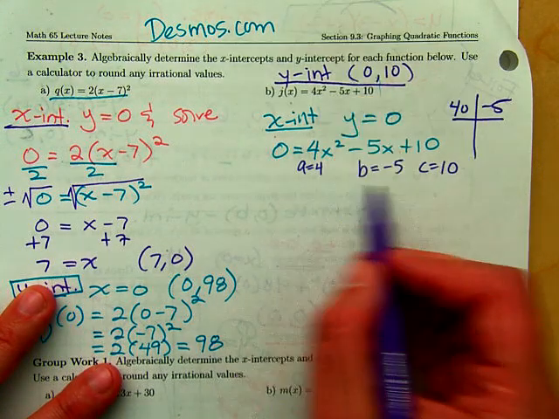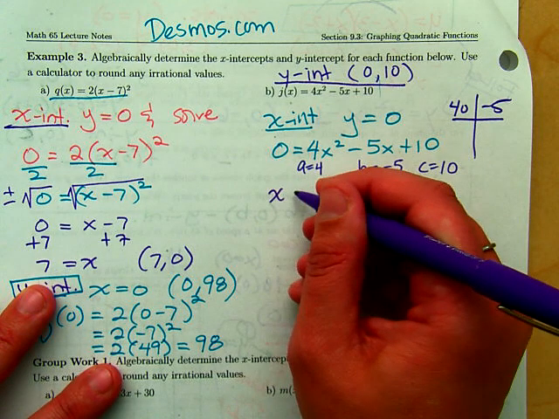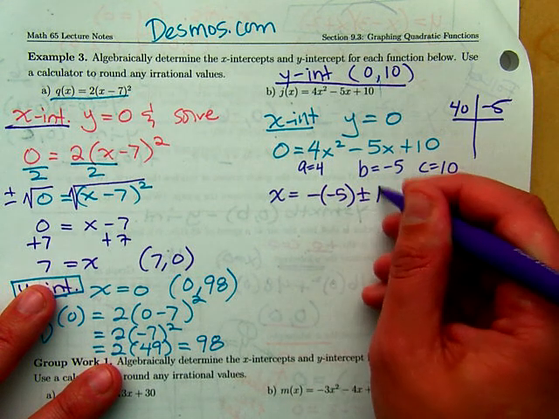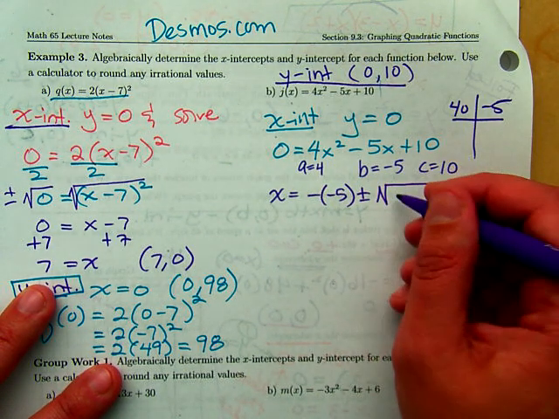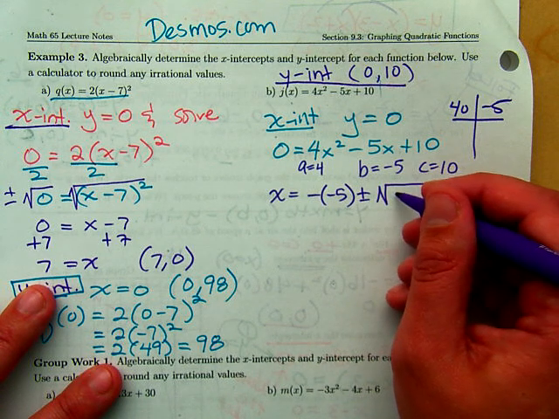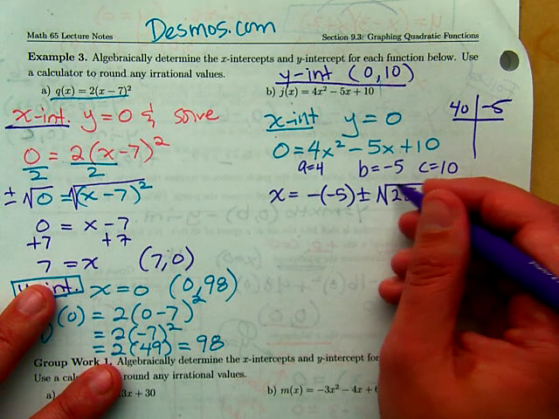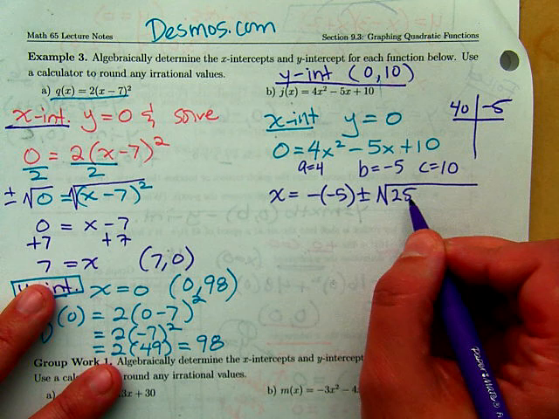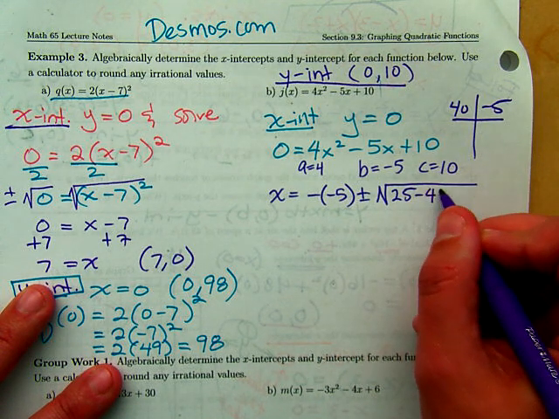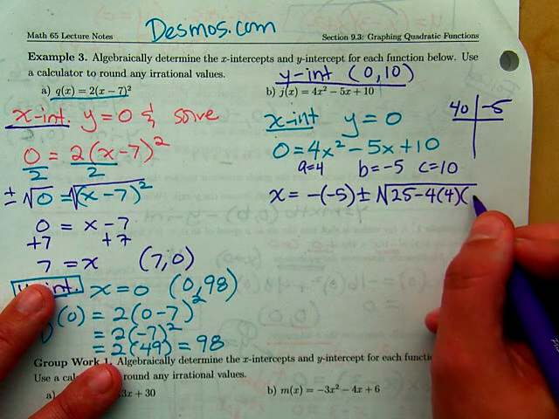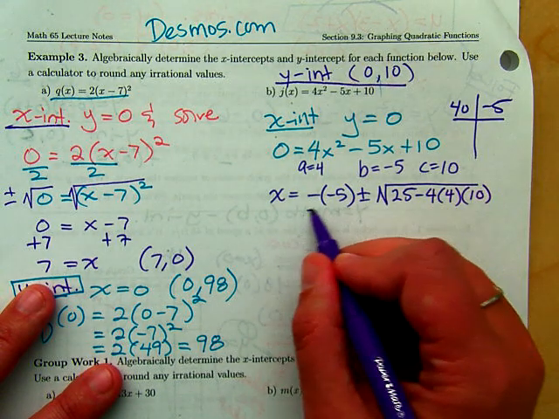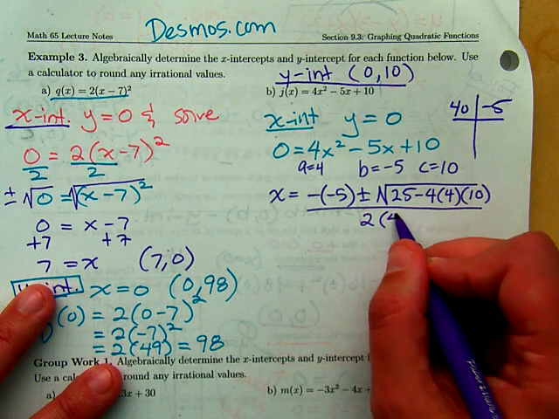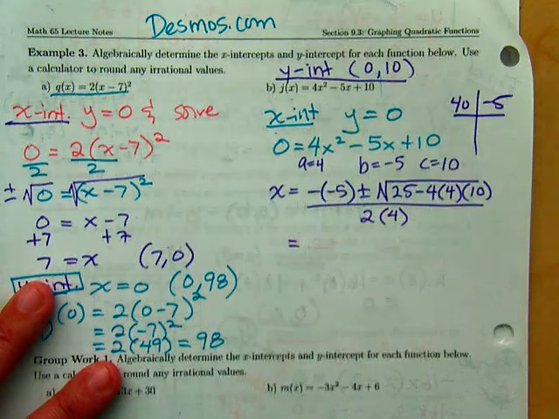Okay, so for this one, we're going to have to use the quadratic formula. We have x equals negative negative 5 plus or minus the square root of negative 5 squared. So what number goes here? Negative 5 squared is going to be positive 25. This number here, b squared, will always be positive, no matter if b is negative or positive, because you'll always be squaring it. Minus 4 times a times c all over 2 times 4.